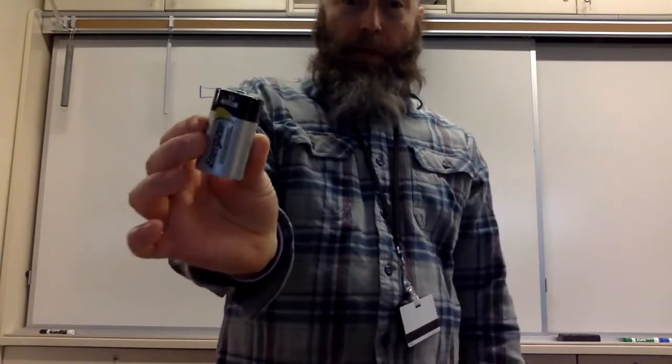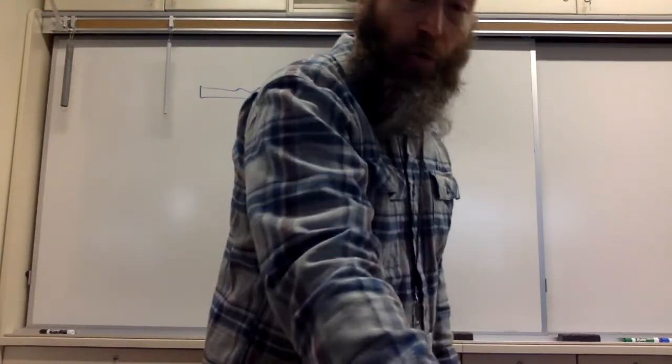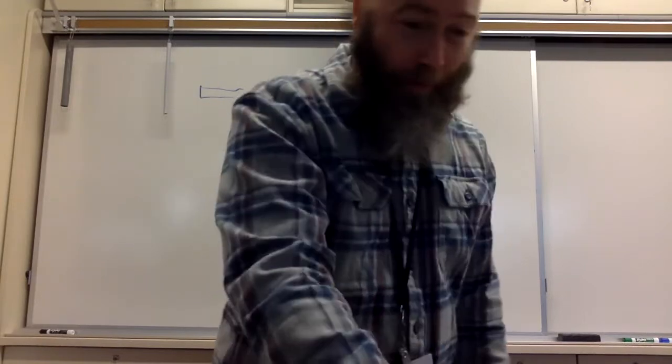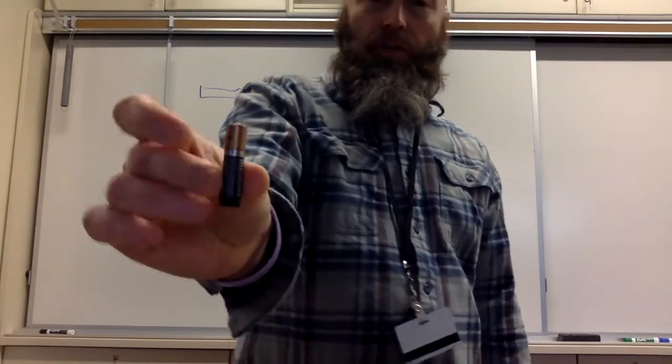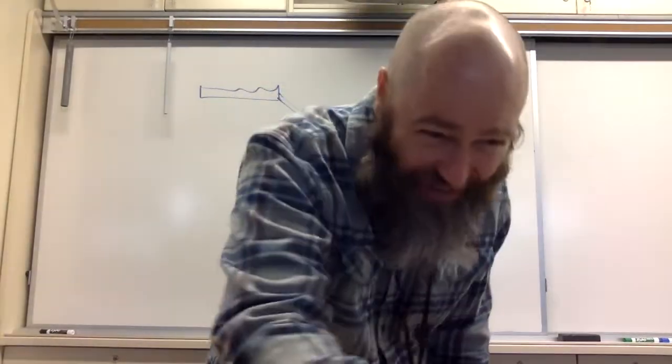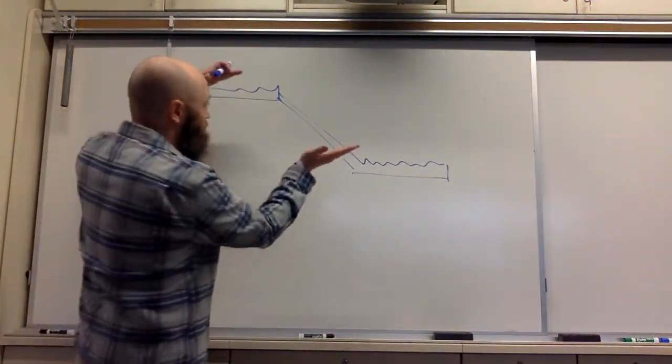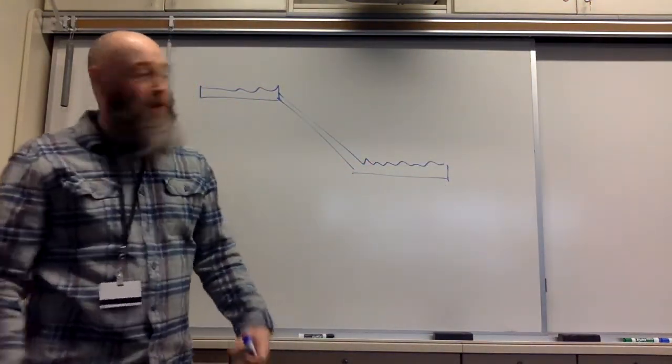In fact, this battery has a 1.5 volt potential difference. This also has a 1.5 volt potential difference. This also has a 1.5 volt potential difference. This has a 6 volt potential difference. This has a 9 volt potential difference. But more on that in a little bit. But yes, if there is no potential difference, water is not going to flow.